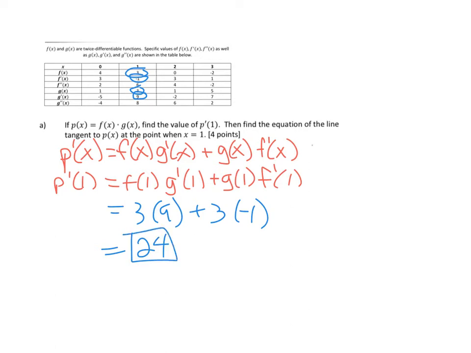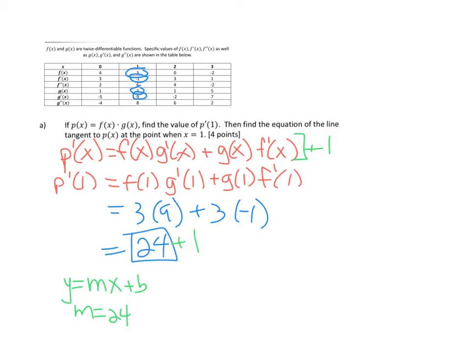So for this one, you are going to get 1 point if you did that first step, and you get the second point if you get 24 in the end. This is a two-part problem. The next thing we're going to do is find the equation of the tangent line. Luckily, we already know that our tangent line, which has the equation y equals mx plus b, we already know what the m is because we just found that. M is going to be equal to 24.